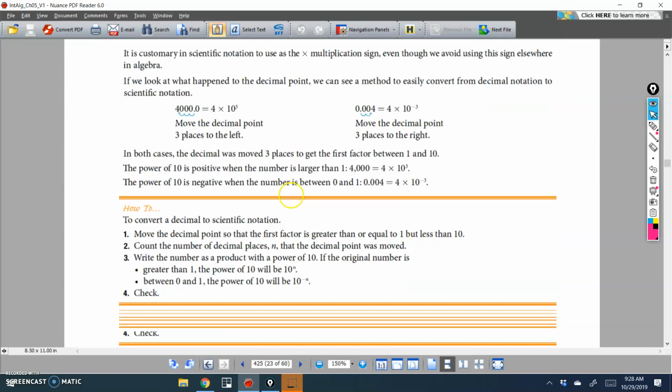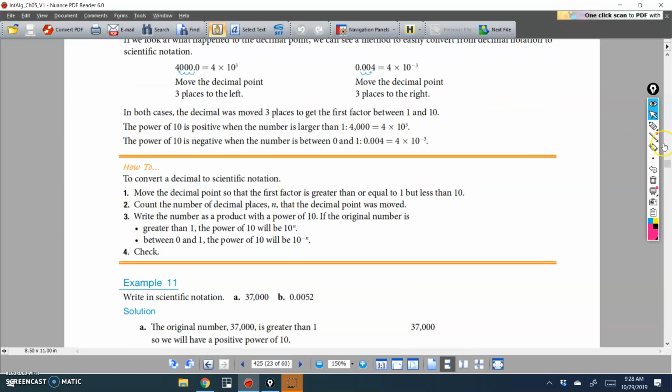So let's look at how 4,000 became 4 times 10 to the third. So create a number between 1 and 10. So here's the 4. And then how many zeros do we have after? 1, 2, 3. So that'd be 4 times 10 to the third.